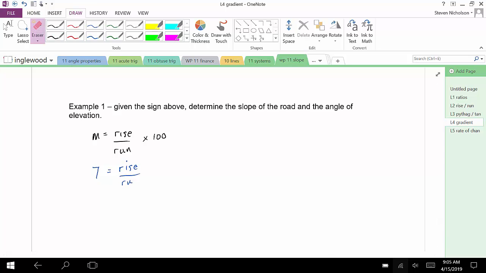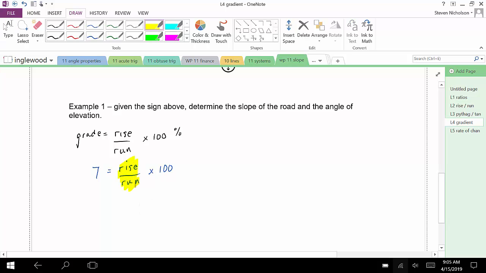So given that I'm saying slope twice, maybe let's change this to grade, so I'm not saying slope twice. So grade is equal to rise over run times 100%, and in this case right here, our grade is 7 times rise over run. I'll leave the percentage out, and we want to isolate. We want to determine the slope of the road. Remember, the slope of the road is rise over run.